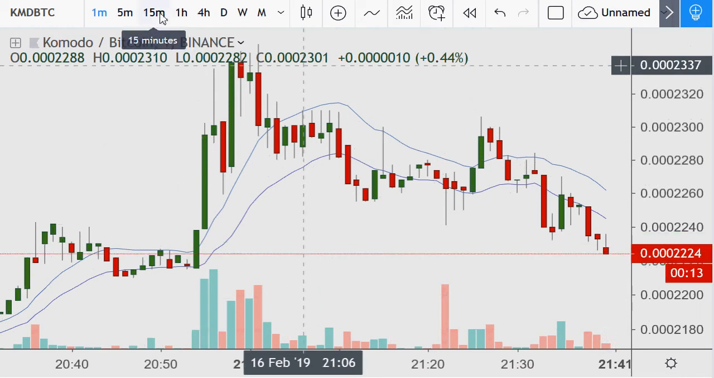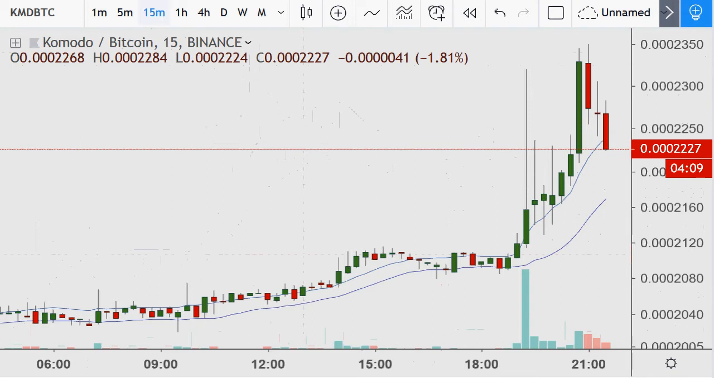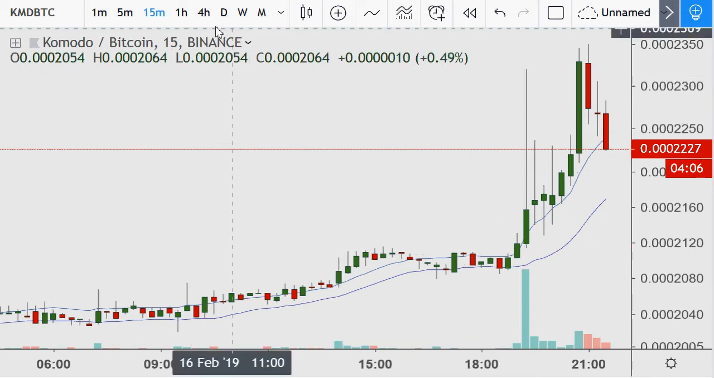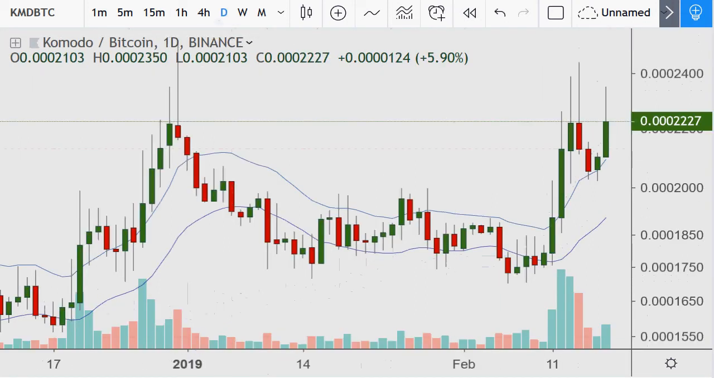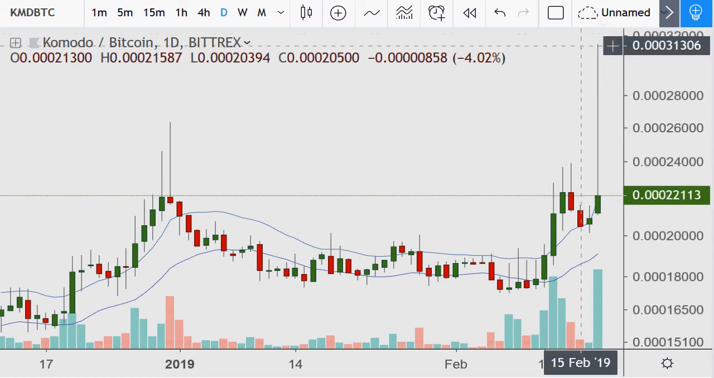So again, we're going to take a look at this on a 15-minute time frame. Let's take a look at how this looks on Bittrex. Actually, let's just change it to daily. So this is what this looks like. The Bittrex one looks like this. Yeah, it went up to over 30. And we're going to shorten it out.